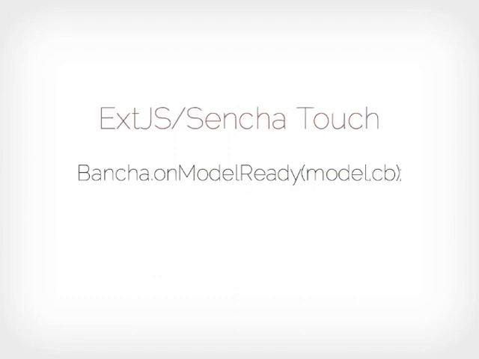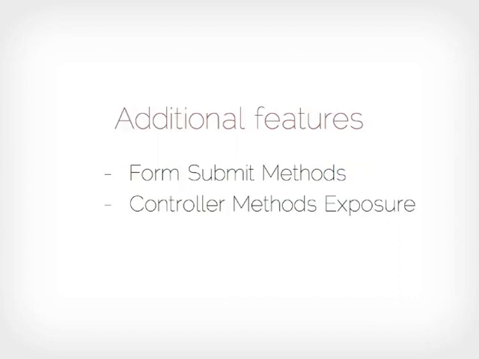On ExtJS, you only have to use one line, which is Bancha on model ready. Here you enter the model name. So for example, Bancha on model ready user to load the user model definitions. And then a callback what should happen when the model is ready. This is huge. It saves you of hundreds of configurations from marshalling and loads of data transformations.